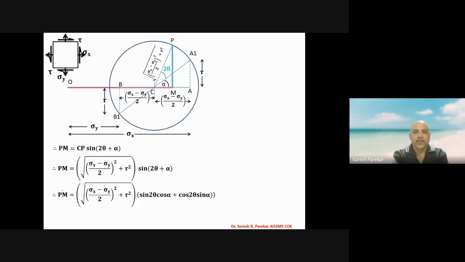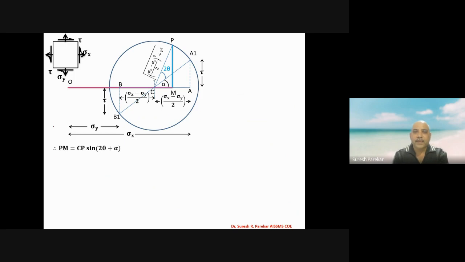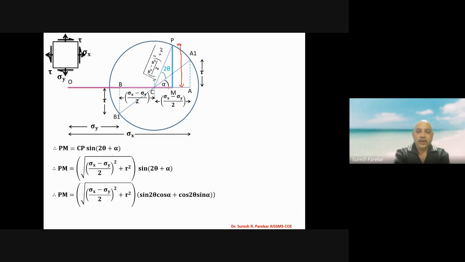Now we have to go for PM. PM we will get as CP sine (2 theta plus alpha). Sine alpha and cos alpha we have already seen. So now this CP, which is the radius, is root of ((sigma x minus sigma y)/2) whole square plus tau square, and sine (2 theta plus alpha) is sine 2 theta cos alpha plus cos 2 theta sine alpha. And then we have this value.